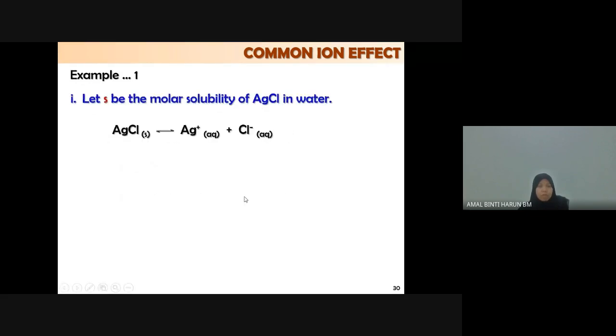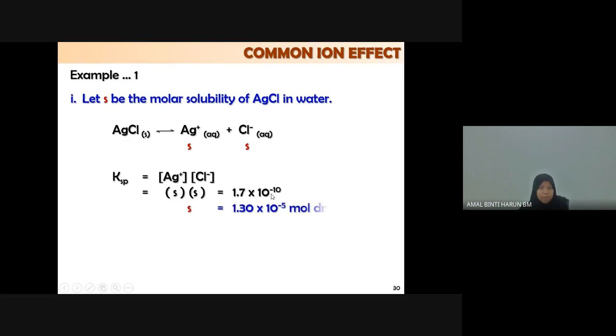Okay, so first of all we write down the dissociation of salt and assume the solubility of silver chloride to be S. Okay, ini S. So dia akan hasilkan S mol silver plus dan S mol chloride ion. Masukkan dalam KSP expression. KSP given 1.7 exponent negative 7. That means pada equilibrium, the concentration of silver plus and chloride ion is 1.3 exponent negative 5 molar.